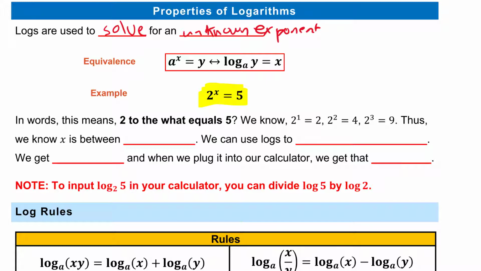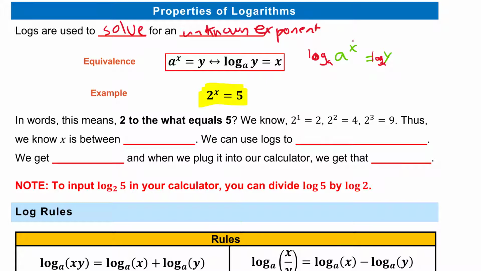In log rules, we have this big equivalence here, which says that if you have a to the x is equal to y, we can take the log base a of both sides. So let me write this here. If we have a to the x is equal to y, we can take the log base a of both sides. So it'd be log base a.